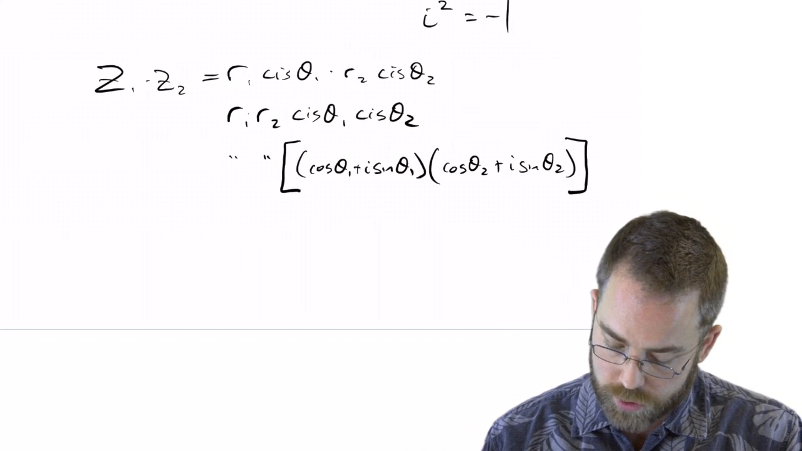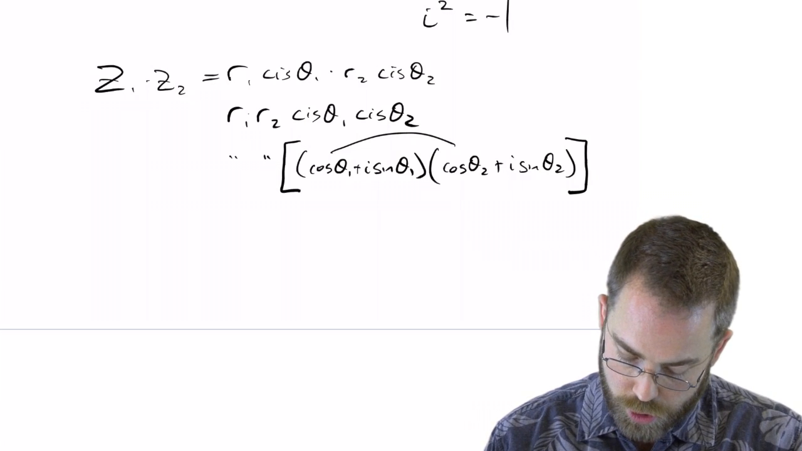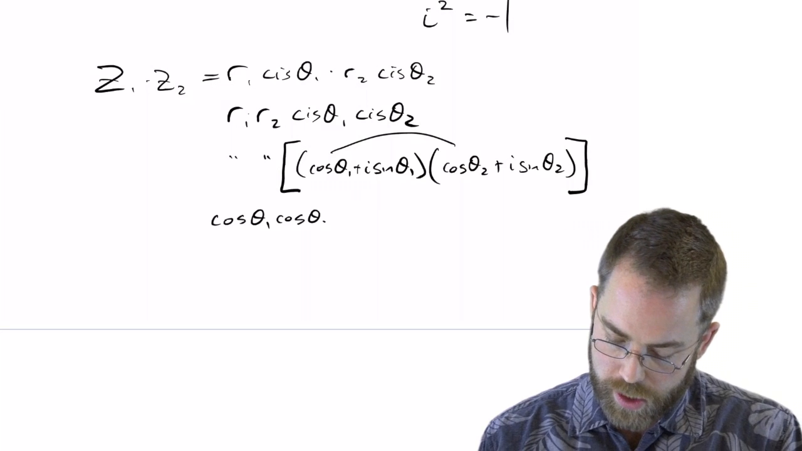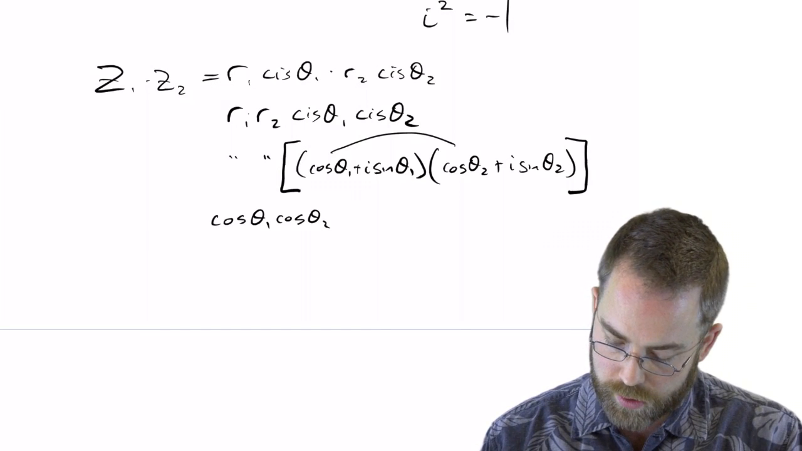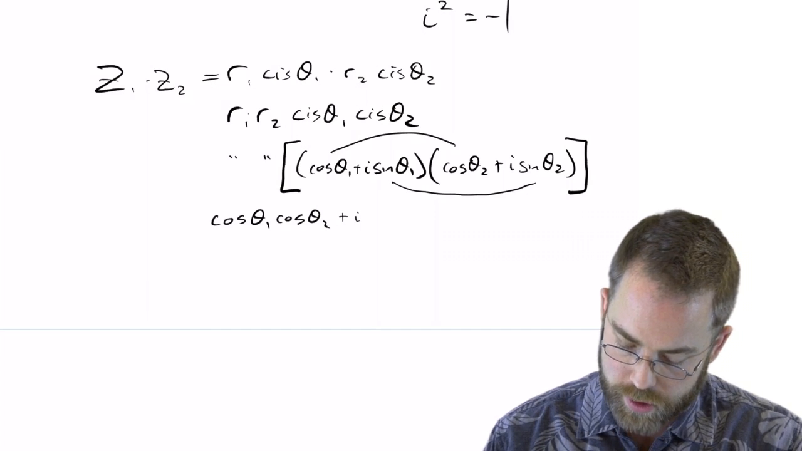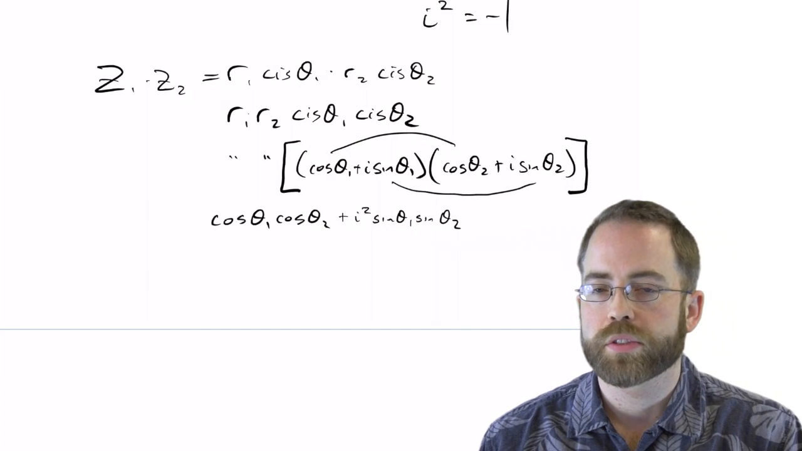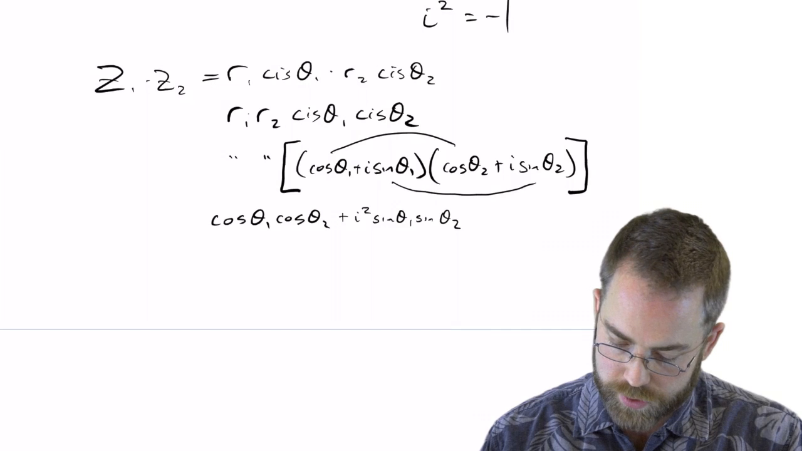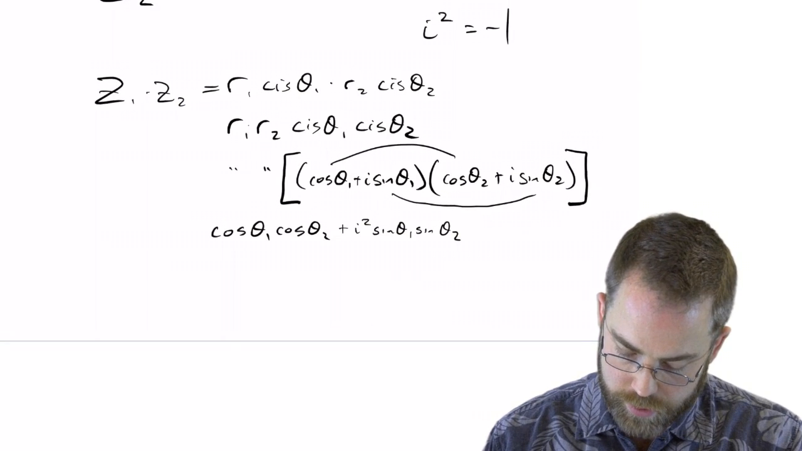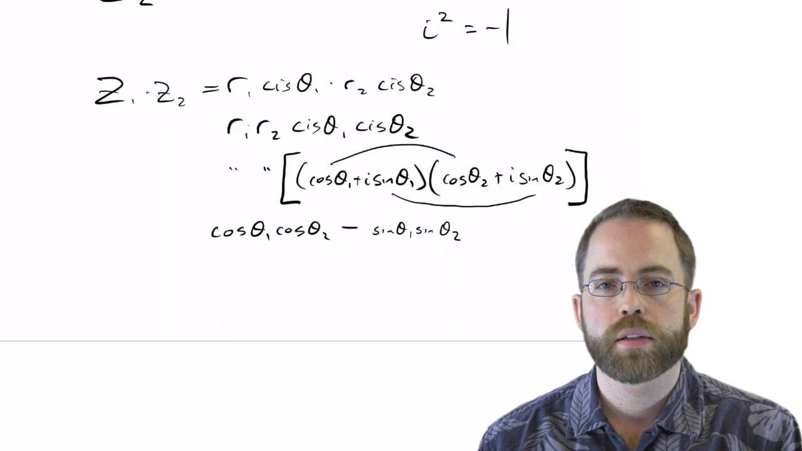So let's do this part here. That is going to be cos theta 1 cos theta 2. And then let's do this part right there. That's going to be i times i is i squared, and then sine theta 1 sine theta 2. That wasn't so bad. Now, what did we just say that i squared was? i squared is negative 1, so I can turn that into a minus sign.